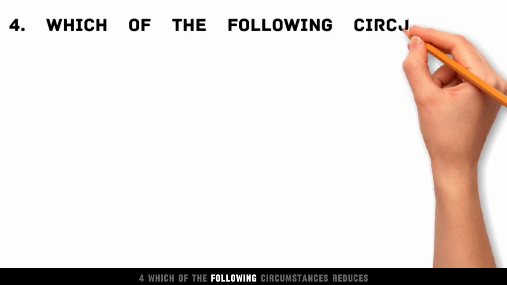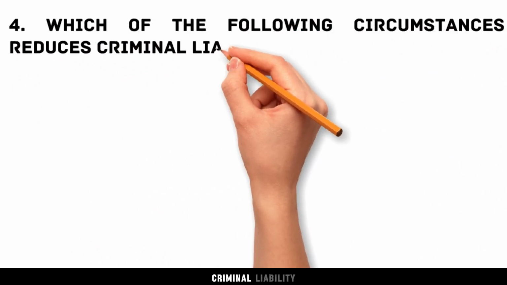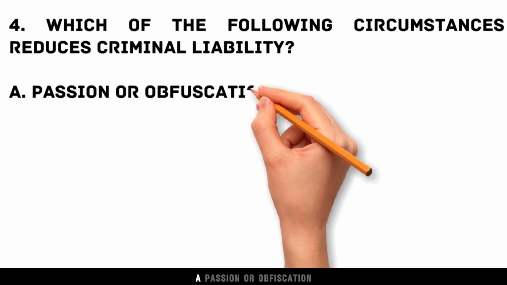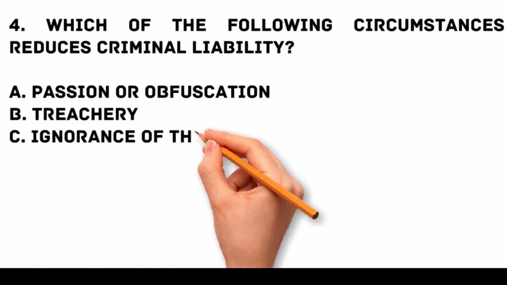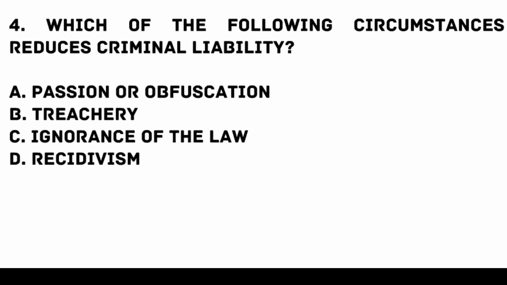4. Which of the following circumstances reduces criminal liability? A. Passion or obfuscation. B. Treachery. C. Ignorance of the law. D. Recidivism.